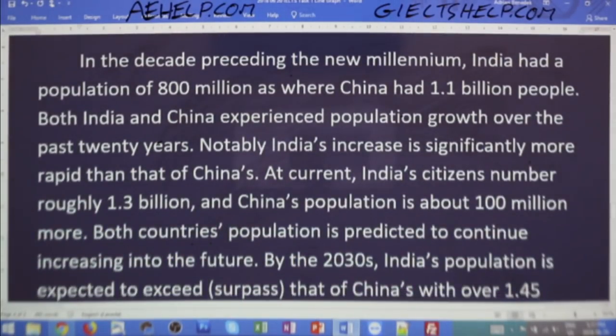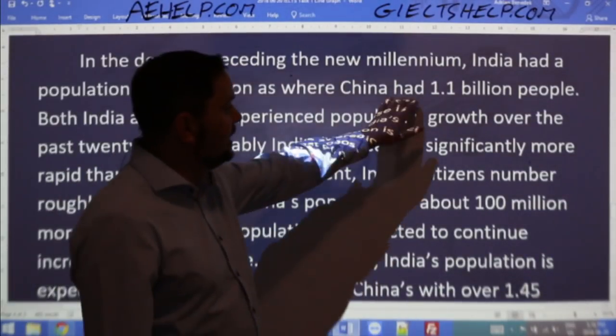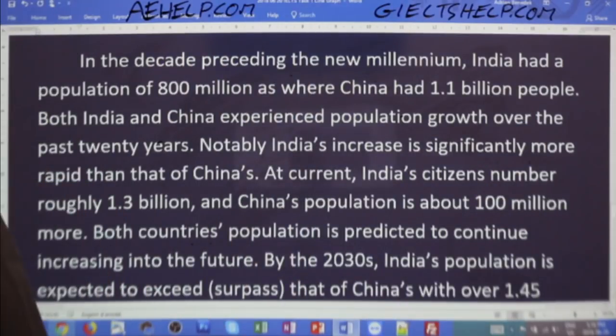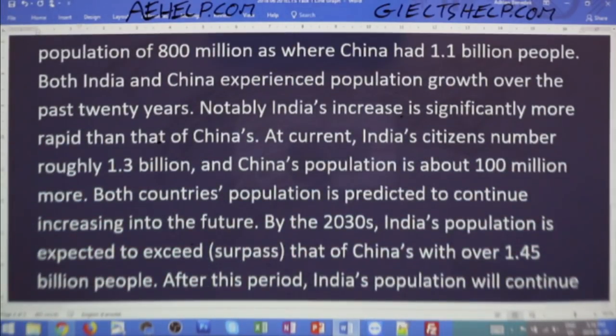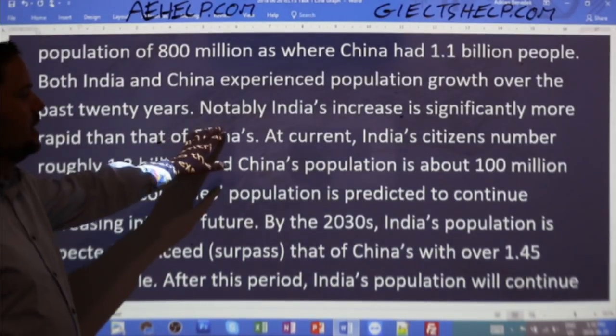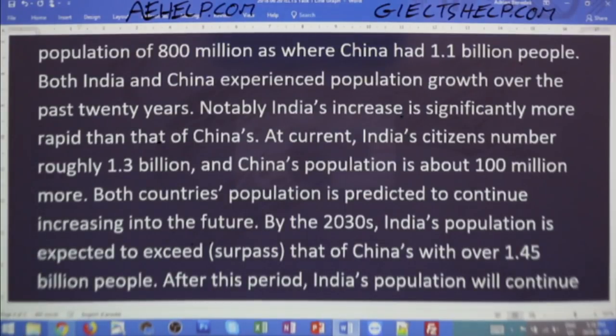In the 10 years preceding the new millennium, India had a population of 800 million, whereas China had 1.1 billion people. Notice the past tense, had. Okay? Both India and China experienced, past tense, population growth over the past 20 years. Notably, India's increase is significantly more rapid than that of China's.